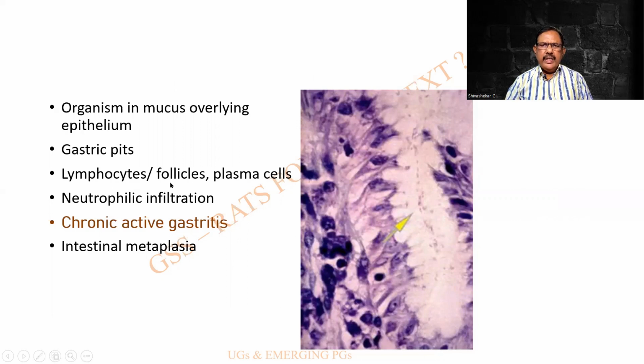There can be an infiltration with lymphocytes. Later on, there can be attempted lymphoid follicle formation. Plasma cells can be there. Neutrophilic infiltration is present, and when we see this, we used to give a report of chronic active gastritis. It can either be present in the form of small microabscesses or it can invade the epithelial cell. Also, there can be other changes such as intestinal metaplasia.